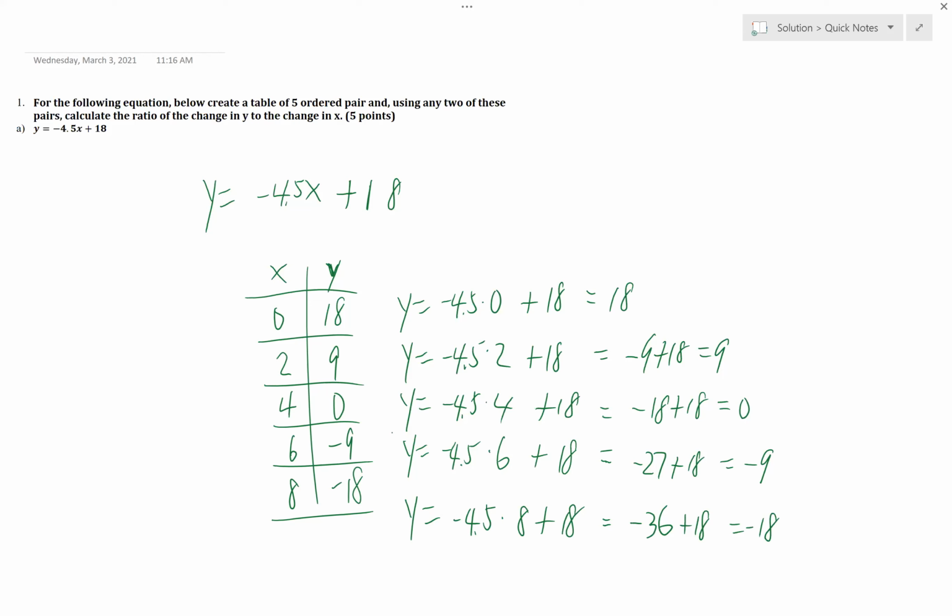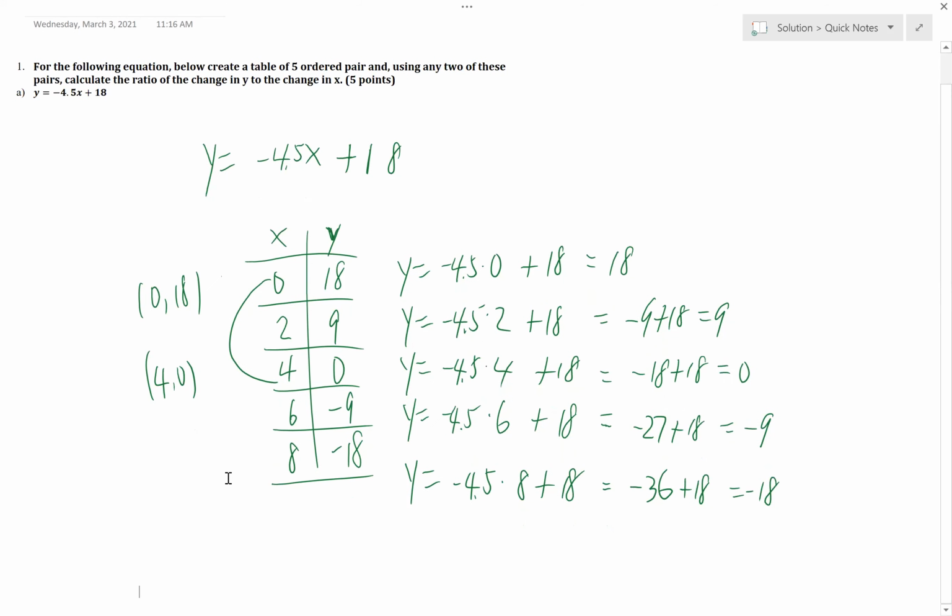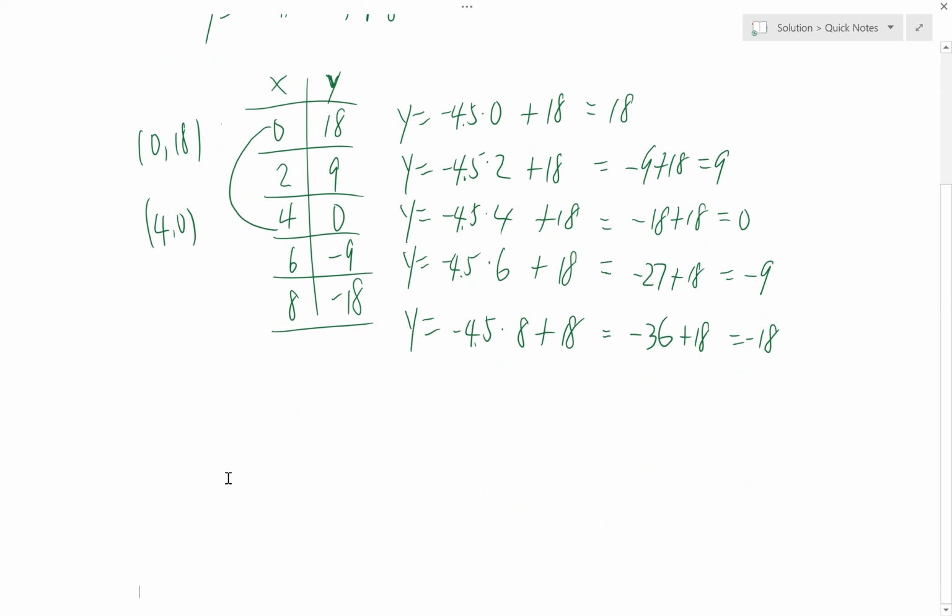And second one, using any 2 ordered pairs, right? So I'm just gonna use these 2, the first one and the third one. Use those 2 ordered pairs, calculate the ratio. So this is (0, 18) and then (4, 0). All right, so you label the x1, y1, x2, y2, and then use that to calculate this. It's basically we are calculating the slope. So (0, 18) and (4, 0).